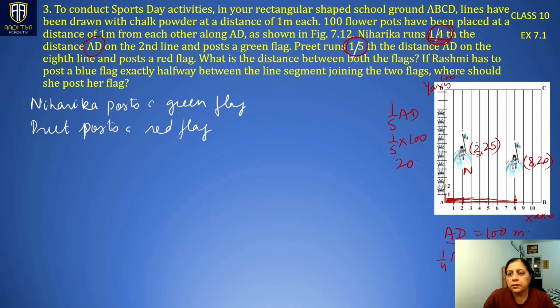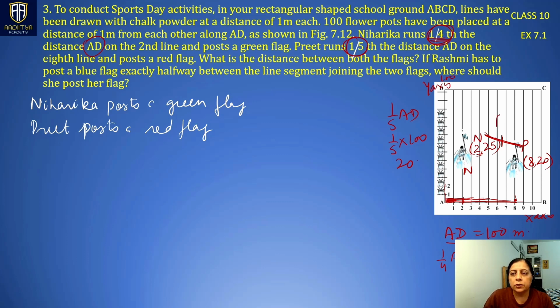So let's say this is N and this is P. So first we have to find the distance NP, right? The first part requires the distance between N and P, that means Niharika and Preet. And the second part is asking if Rashmi has to post a blue flag midway, exactly halfway between N and P.